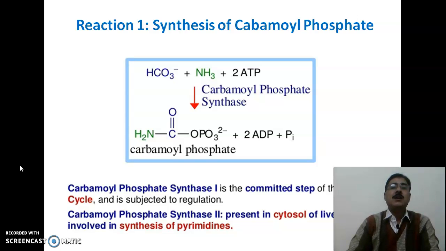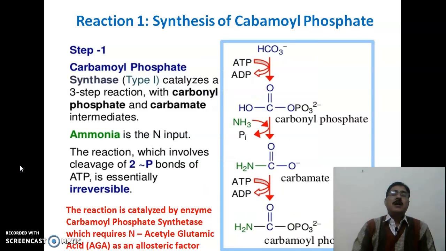So this is regarding the first step where there is synthesis of carbamoyl phosphate. You can see it is a 1N compound and there is release of 2 ADP and 2 inorganic phosphate. So there is utilization of 2 ATP molecules here. The ammonia is the other compound giving nitrogen. So one nitrogen atom is coming from ammonia in the form of ammonium and the other from ornithine. The reaction also requires the magnesium ion as well as N-acetyl glutamic acid as an allosteric factor.